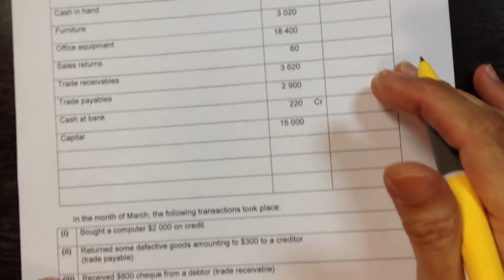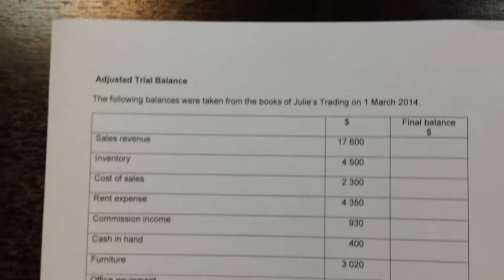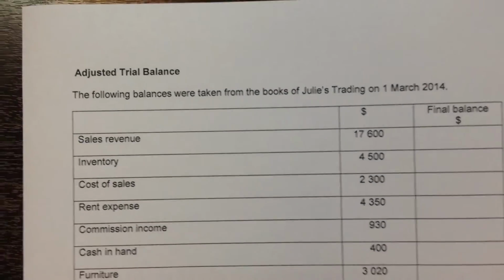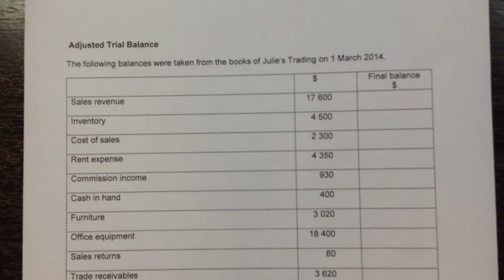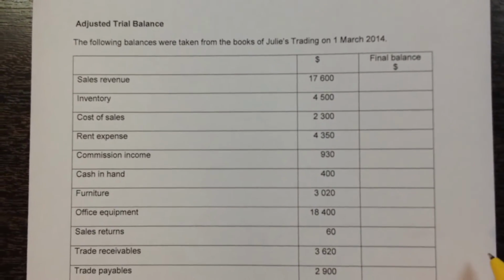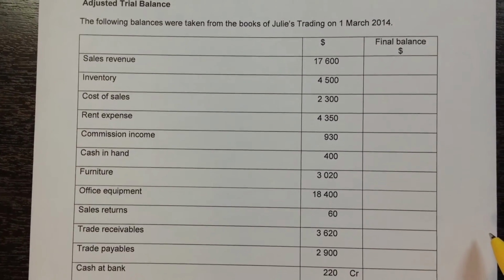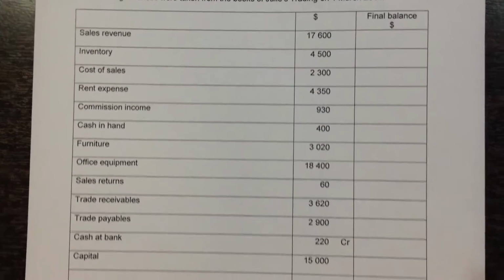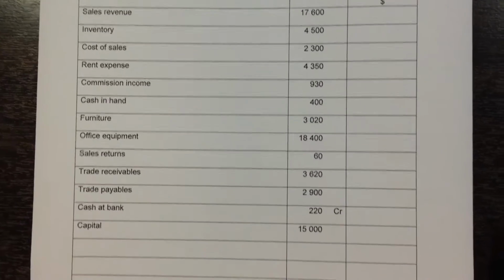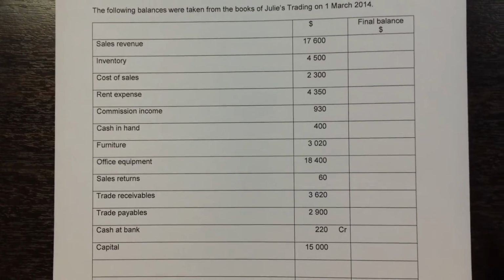These are the accounts extracted from the ledger of Julie's business. Julie sells sports shoes. I'm going to show the effects of several transactions that happened in the month of March on the ledger accounts, and then prepare an adjusted trial balance as at 31st March.